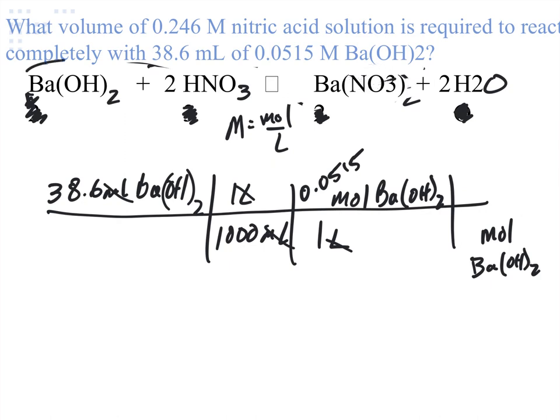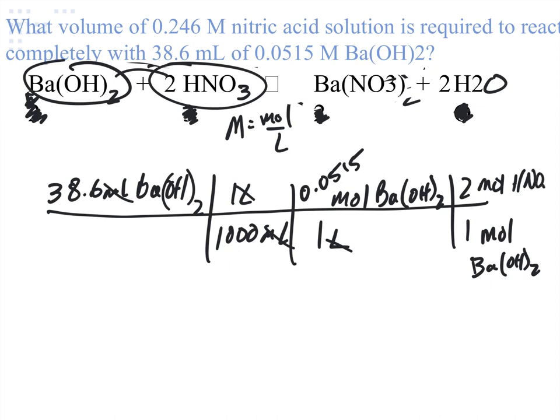Sorry, it's over here on the left. Barium hydroxide to nitric acid using that 1:2 ratio. So 1 mole of barium hydroxide is 2 moles of the HNO3. Now at that point, I have moles of HNO3. What it's asking for is the volume of a certain concentration of nitric acid. So I kind of ran out of room here, but the moles of barium hydroxide are canceling. What I'm left with at that point is moles of HNO3.